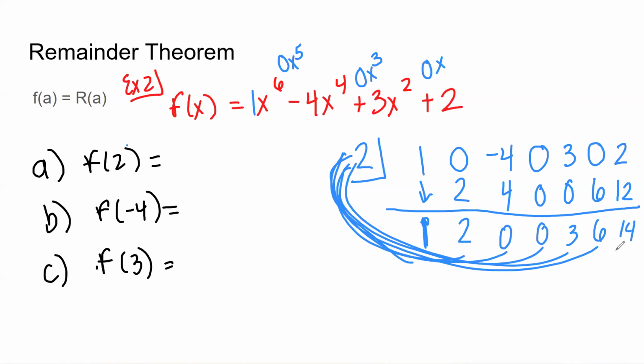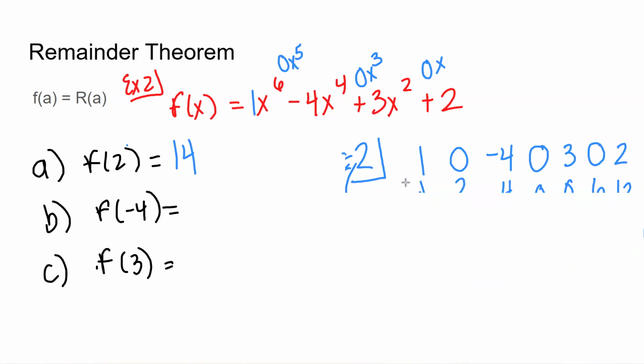And I got 14. That would be so much faster in the long run than doing 2 to the 6th minus 4 times 2 cubed and so forth and so on. That'll just be the quickest way to get the job done there. Okay. Let's do f of negative 4. So I'm just going to delete the second part here. Let's change the box to be negative 4.